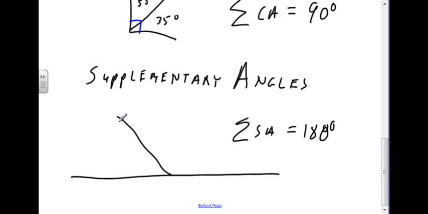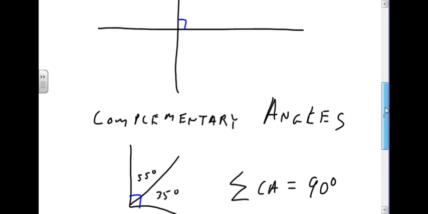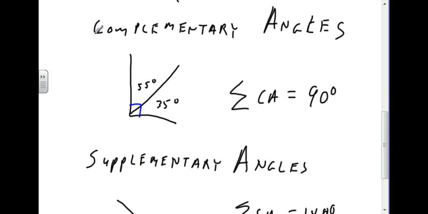So if this one looks like 37 degrees, the other side would be 143 degrees. And you're going to remember that because of the alphabetical order of complementary and supplementary. So C comes first, C is the 90, S comes second, it's 180. Because it's in alphabetical order, that's the way we remember it. Otherwise, we're just not going to be able to remember it. It's just silliness.